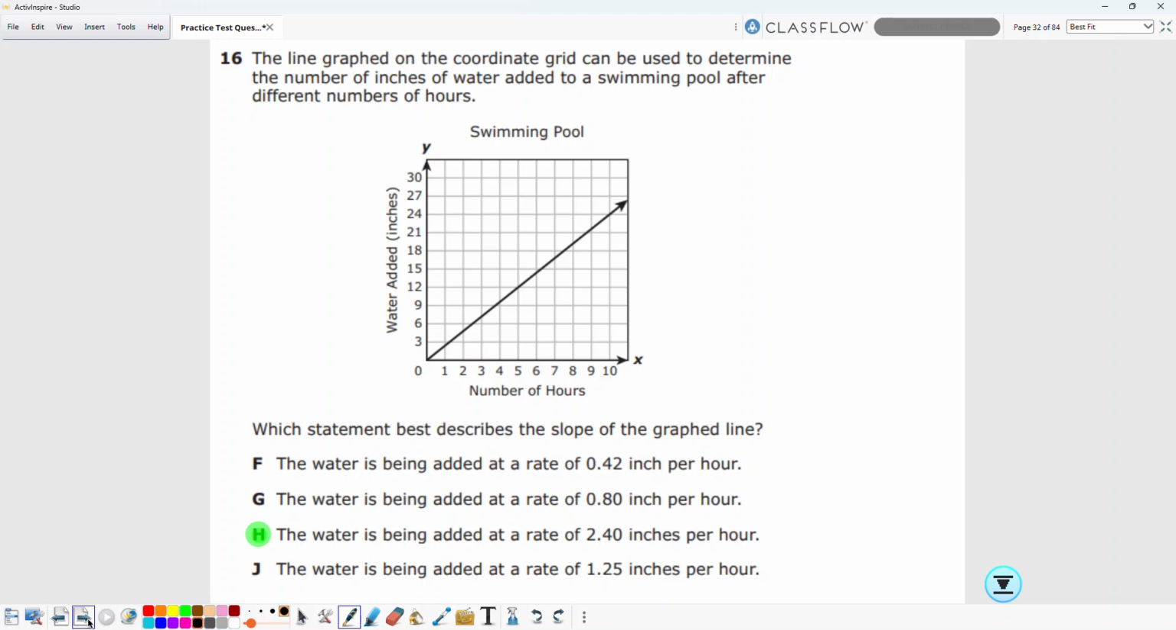So, there you have it. Pick 2 points, create an XY table, use the formula for slope, convert the slope to a decimal, and that will tell you how many inches per hour. And we saw that the answer was H. There you have it.